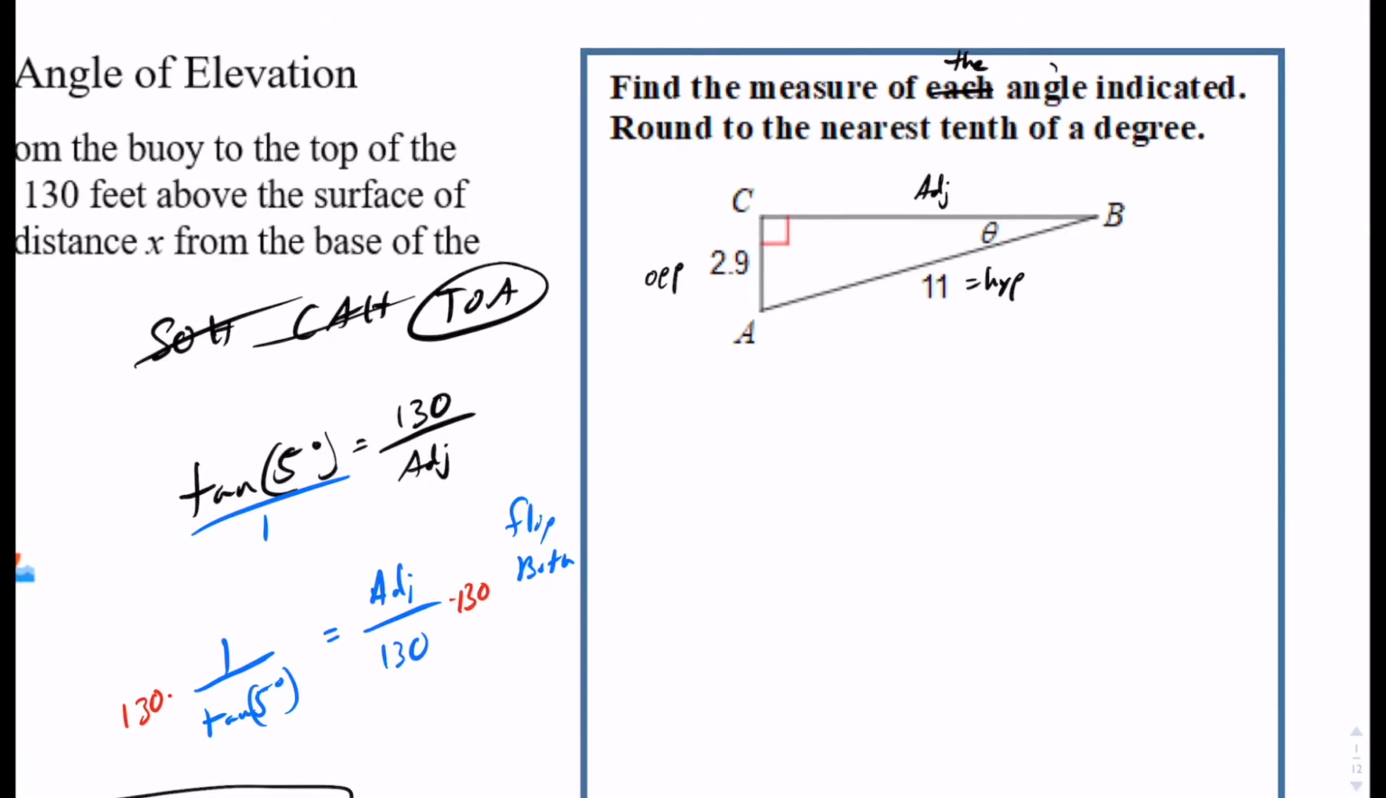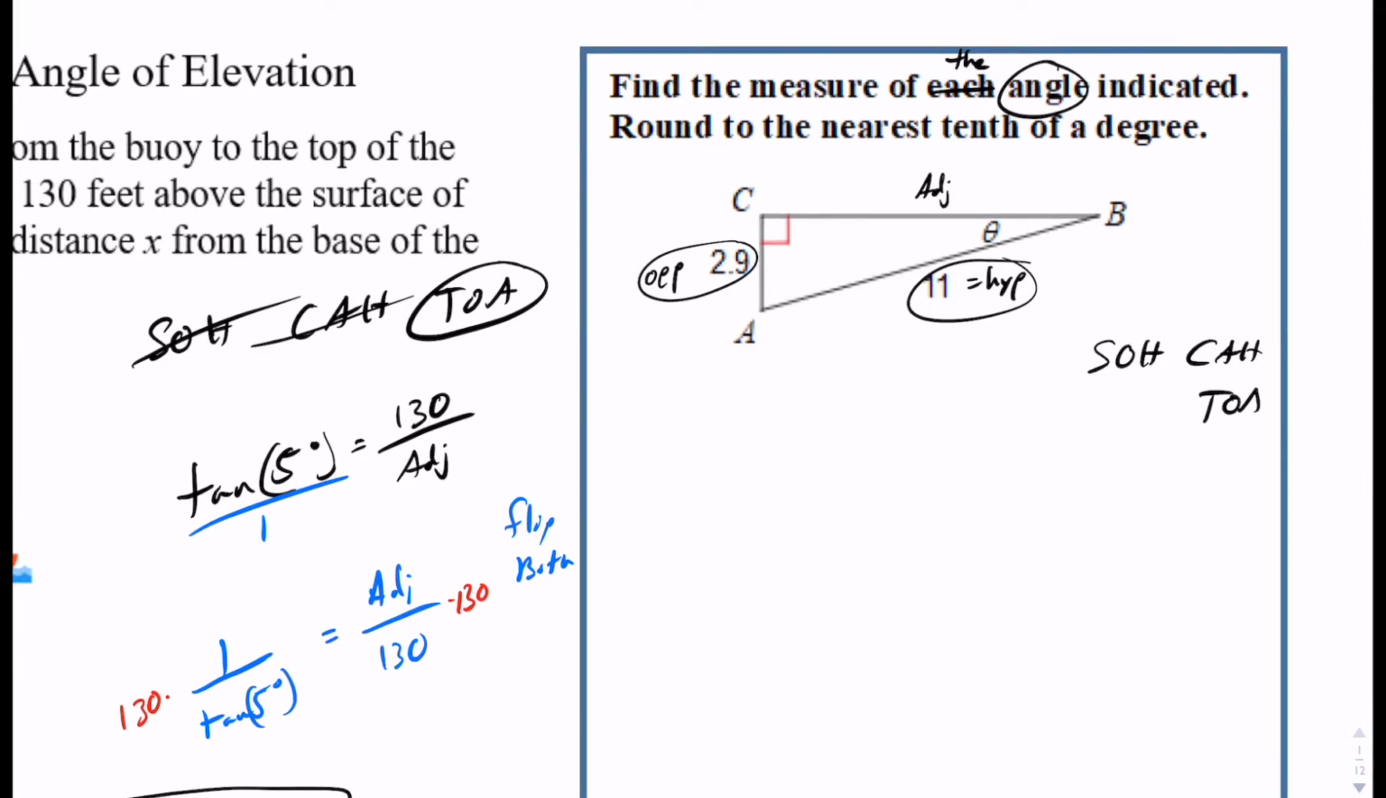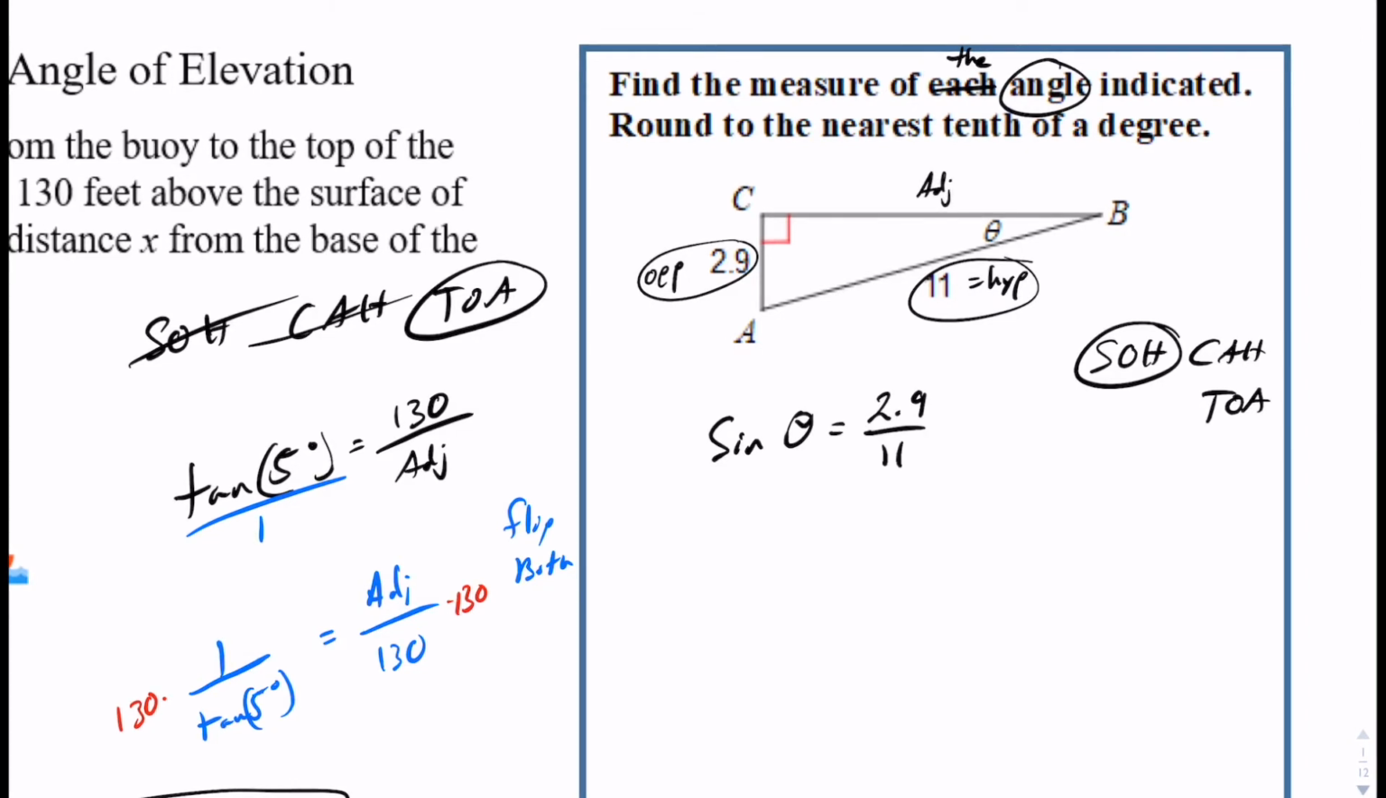And they want us to figure out the angle. Well, we have an angle. We have opposite and hypotenuse. So SOH, CAH, TOA. We're obviously using sine this time because we have opposite and hypotenuse. So we know that sine theta equals opposite over hypotenuse, so 2.9 over 11.